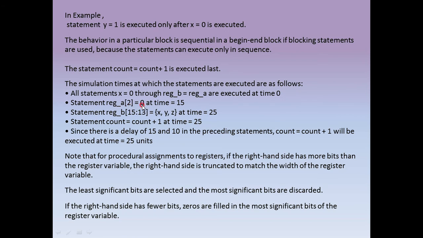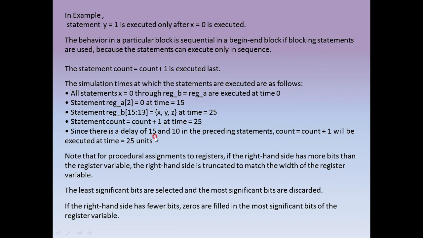1 tick B1 means 1, 1 tick B0 means 0. So whatever value is assigned in the expression, that value is assigned here. Register B will get the concatenated value of X, Y, Z, and it will be updated at time 25. The statement count equal to count plus 1 executes at time 25.